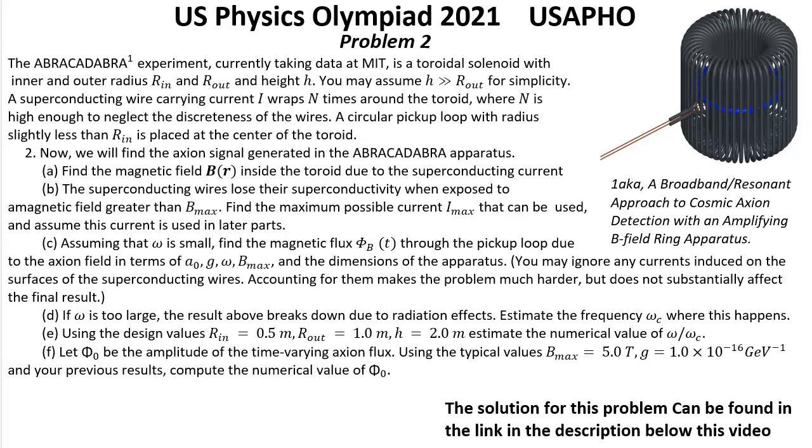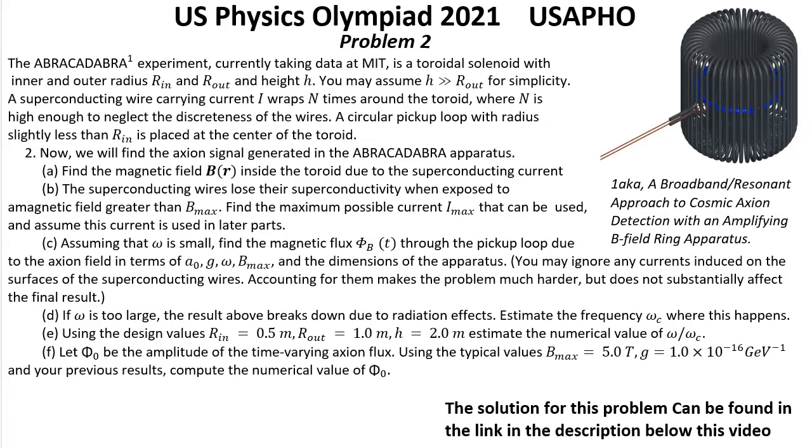C. Assuming that omega is small, find the magnetic flux Phi_B as a function of t through the pickup loop due to the axion field in terms of A0, G, omega, B max, and the dimensions of the apparatus. You may ignore any currents induced on the surfaces of the superconducting wires. Accounting for them makes the problem much harder, but does not substantially affect the final result.